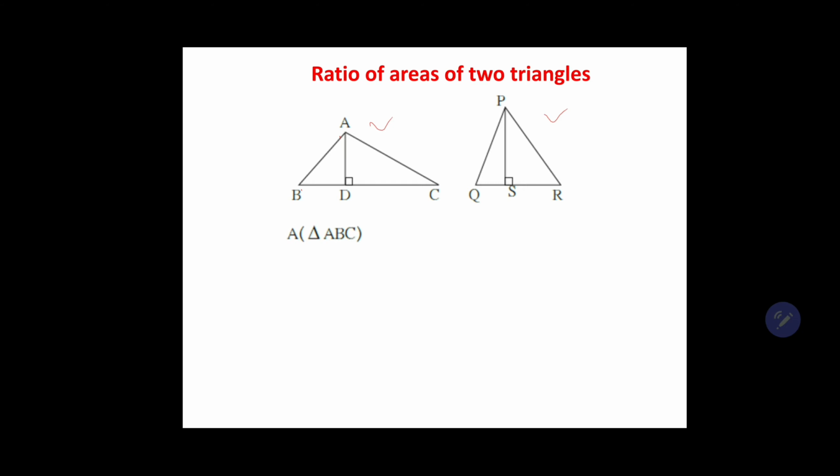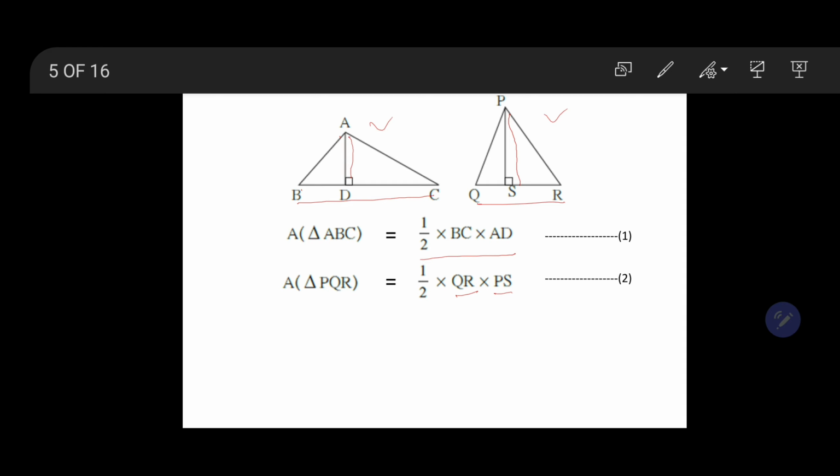So for triangle ABC, we apply the basic formula, that is 1/2 base into height. For triangle ABC, BC is the base and AD is the height. So area of triangle ABC is 1/2 BC into AD. Let us call this equation number 1. Similarly, for triangle PQR, QR is the base and PS is the height. So area of triangle PQR is equal to 1/2 into QR into PS. Call this equation number 2.